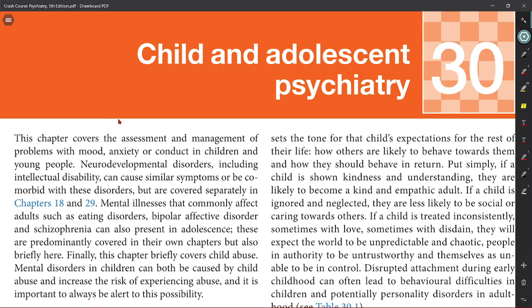Okay, let's talk about child and adolescent psychiatry. This chapter covers the assessment and management of problems with mood, anxiety, or conduct in children and young people. Neurodevelopmental disorders, including intellectual disability, can cause similar symptoms or be comorbid with these disorders, but are covered separately in the previous chapter and chapter 18.